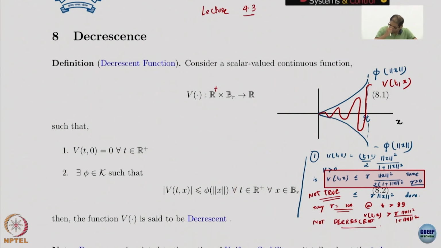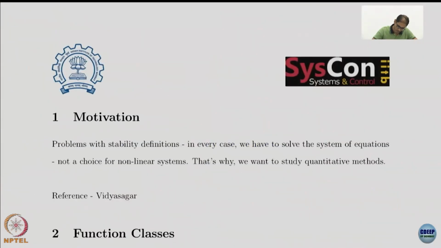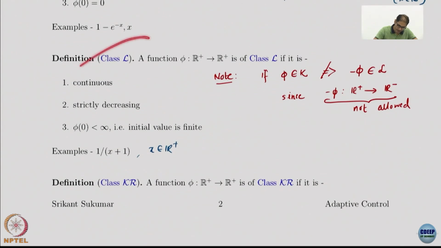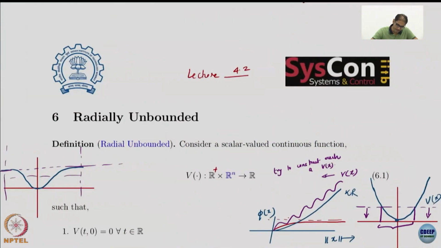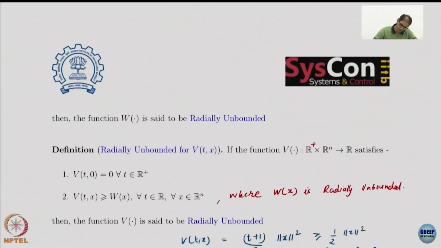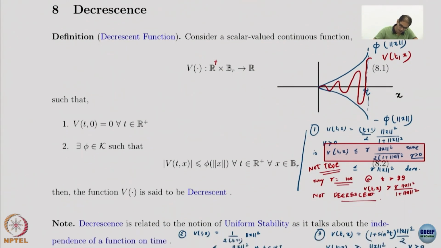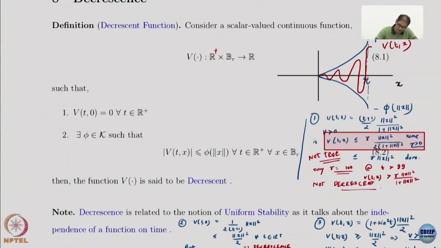Now if we go back and look at class L functions, which we did not use, do you think that instead of using a class K function there, that is phi is class K, we can characterize this decrescence in terms of class L functions? This is a question I want you to think about, so I will put it as an exercise.